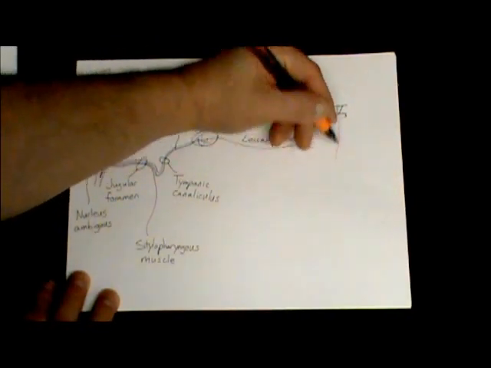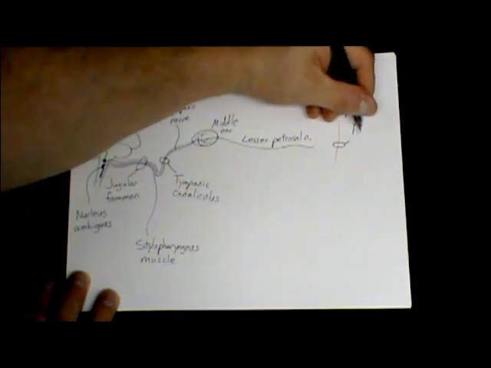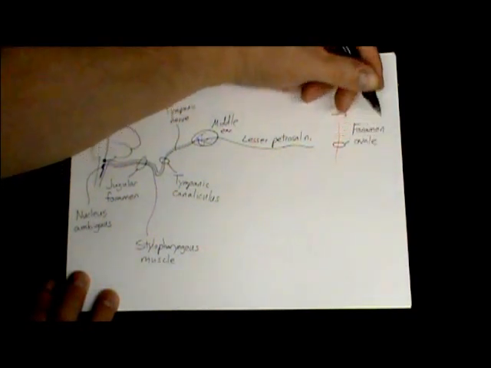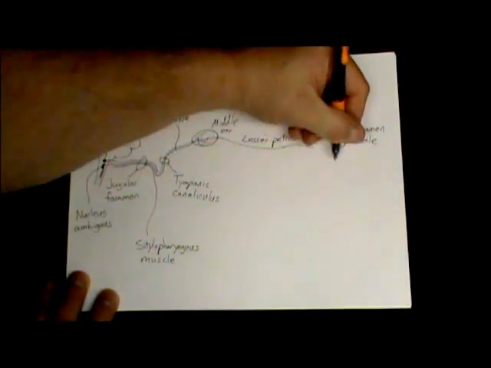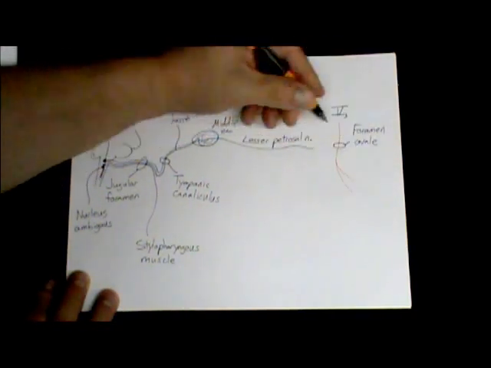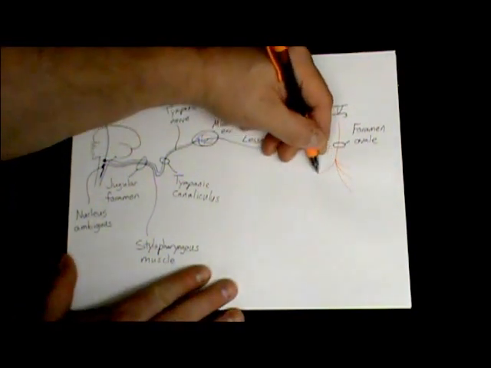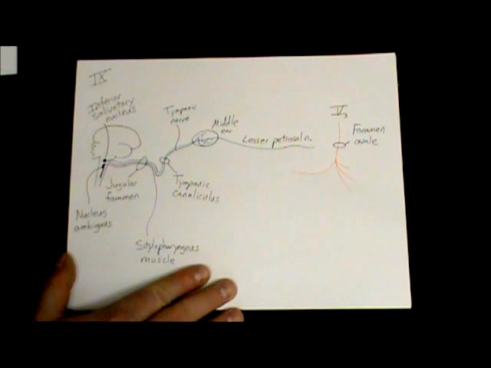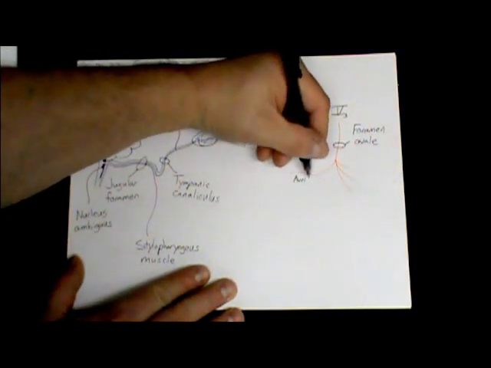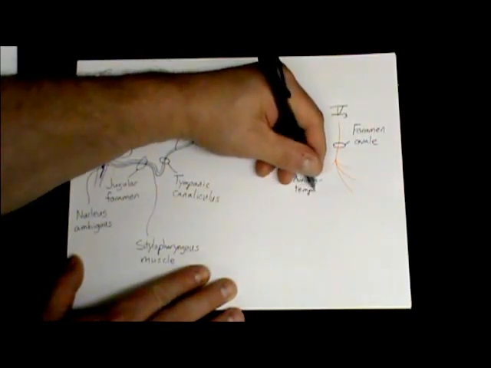It's going to exit the skull through a hole called the foramen ovale, and it's going to supply motor branches to the muscles of mastication, sensory branches to the tongue, such as the lingual nerve, the inferior alveolar nerve, the buccal nerve, and it's also going to give off a branch that goes towards the ear. This is the one we care the most about right now. It is called the auricular or auriculotemporal nerve.